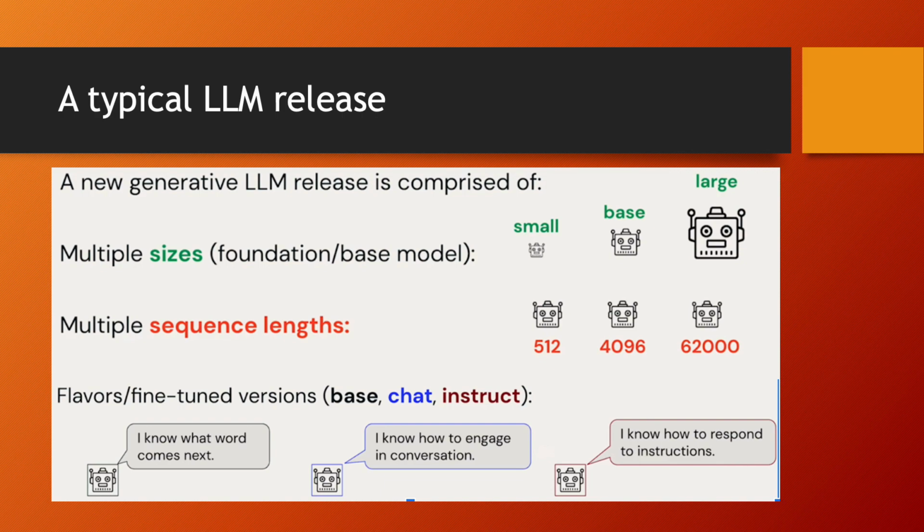So the base version could be, hey, I know what word comes next. They'll predict the next token. The chat version would be, I know how to engage in conversation. The instruct version would be, I know how to respond to instructions. For example, do X, for example, do a Google search, or go search a YouTube video.